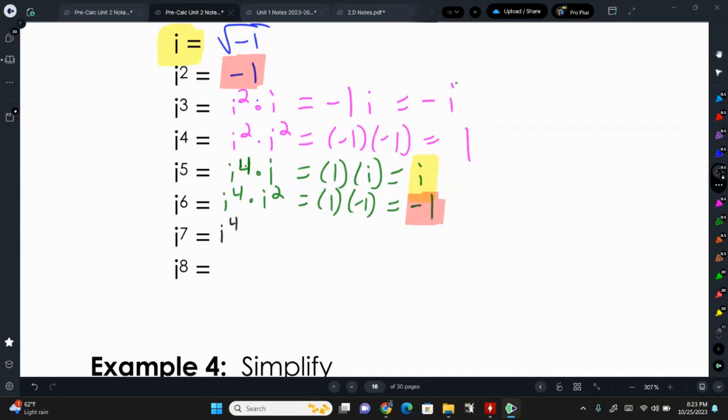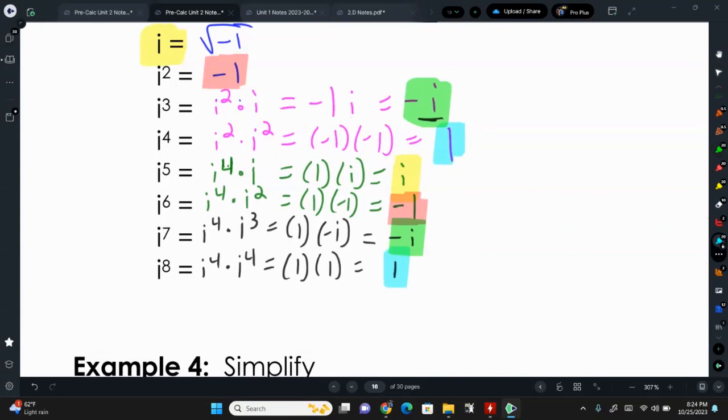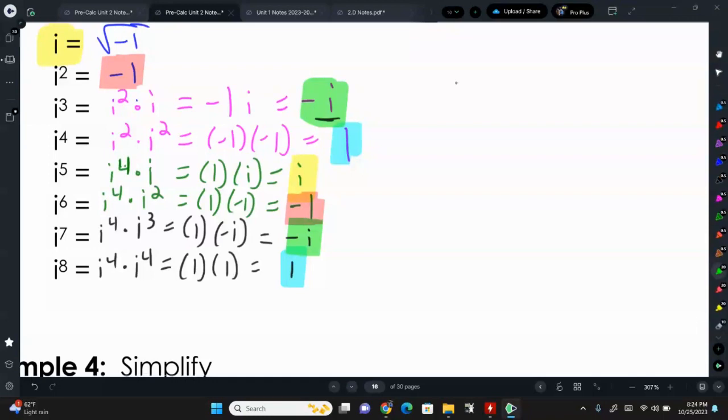i to the seventh is i to the fourth times i to the third. Again, i to the fourth is 1, and i to the third is negative i, so this is going to be negative i. And then i to the eighth is i to the fourth times i to the fourth, 1 times 1, which is 1. So our pattern is repeating, and we can make this pattern go on forever. It repeats every 4 times. So our pattern goes i, negative 1, negative i, positive 1.